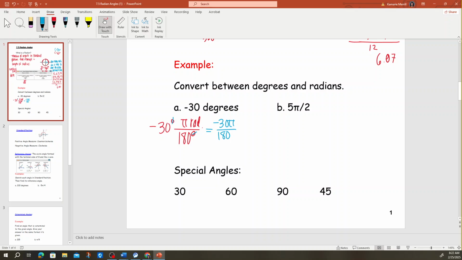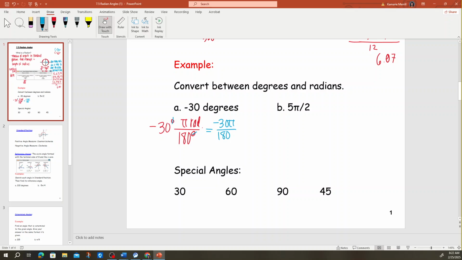Now all of these specials divide evenly into 180. That's why we learned the specials: they are nice, even whole number divisions when you try to decide how many 30-degree angles are there in 180. How many 45-degree angles are there in 180? How many 60-degree angles? They all divide into 180. And so that's why we use these specials so much in trig. And that's why we taught you the special angles last time.